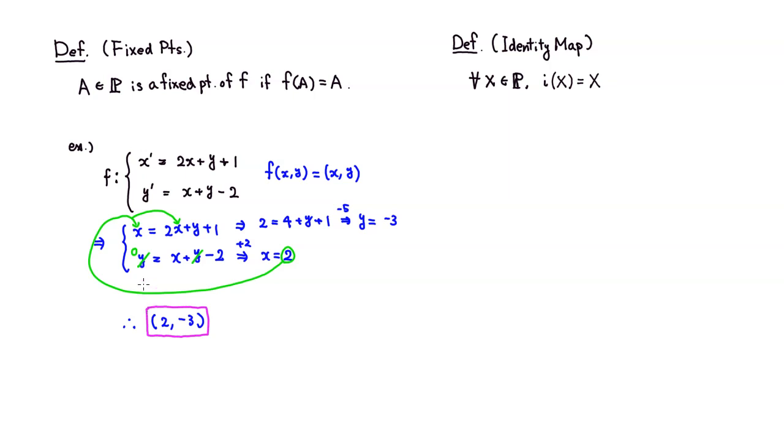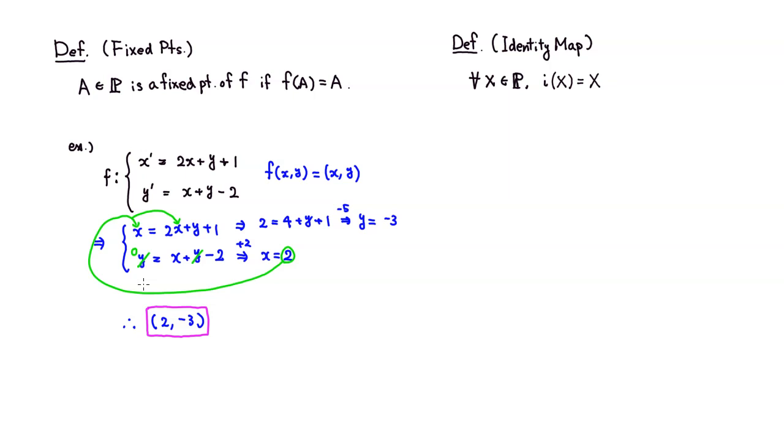For this problem, we have a single fixed point, but you might end up having a whole line of fixed points, or even the whole plane. So in this particular problem, we have a single fixed point, but we could possibly have infinitely many fixed points.